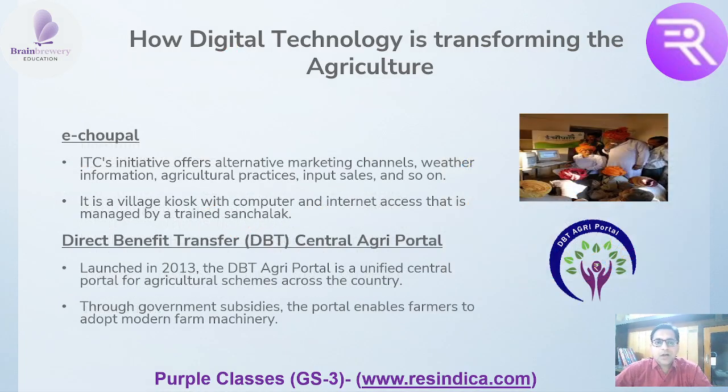And then, as we have already discussed, the e-chopal. It is an ITC initiative. I just wanted to repeat this because on certain slides I want to repeat certain topics. The main reason is that I want these things to come again and again in your mind so that you remember them, because this is important, right? So e-chopal is one thing, and direct benefit transfer is another thing, right? DBT in agriculture.